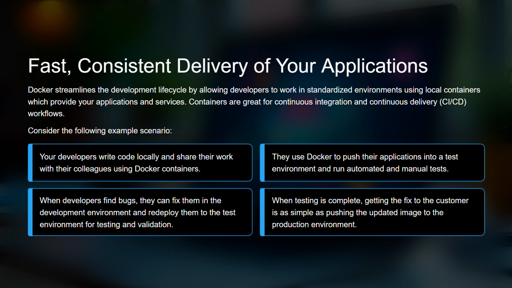Let's say your developers write code locally and share their work with their colleagues using Docker containers. They use Docker to push their application into a test environment and run automated and manual tests. When developers find bugs, they can fix them in the development environment and redeploy them to the test environment for testing and validation. When testing is complete, getting the fix to the customer is as simple as pushing the updated image to the production environment. So that's why this is fast and gives consistent delivery of our application, because it has these kinds of features, as in the example I have given.